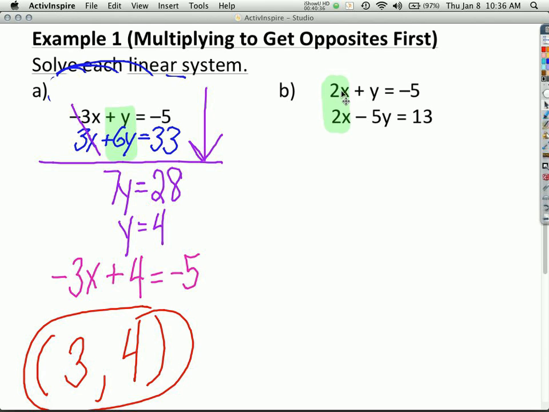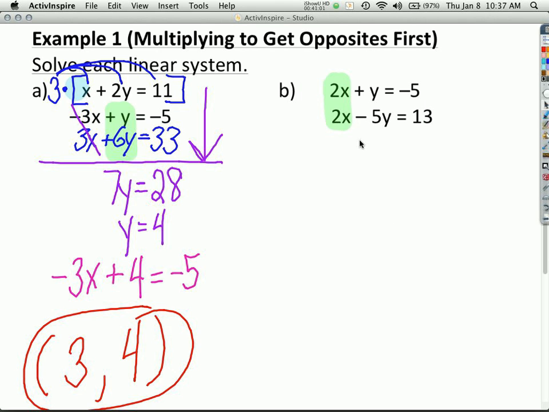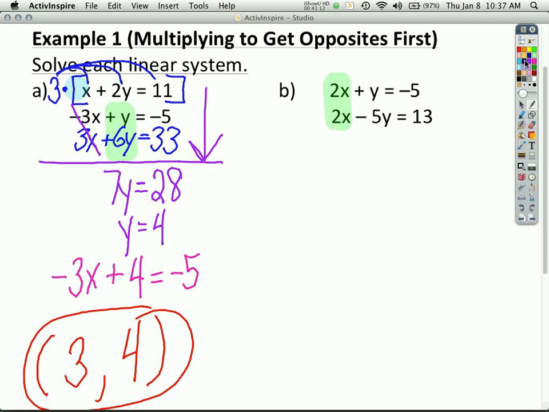Any suggestions on what we could do to make opposites? Isabella. Times what by -1? Which one? The top one or the bottom one? Okay, so that's one thing that I didn't talk about: in the first example, we multiplied the top equation, but it doesn't matter, you can multiply the bottom one. She is suggesting we multiply the top one by -1. Anyone have a different idea? Okay, then let's go ahead and do that. Multiply by -1. Let's see what happens.